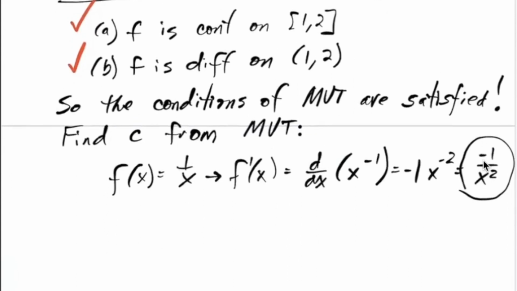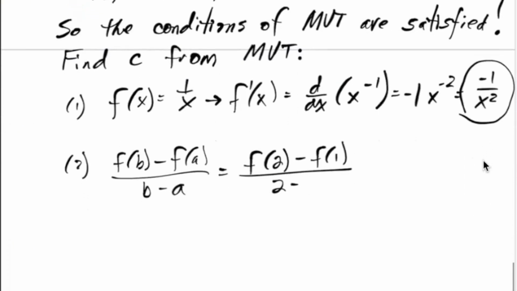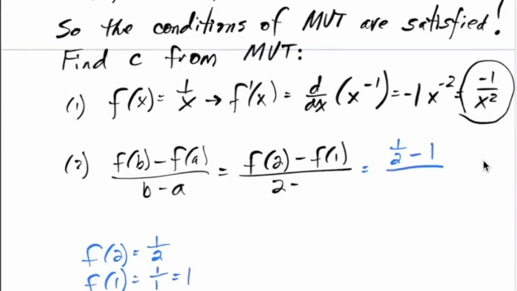And we also then, second, need to find f of b minus f of a over b minus a. Okay, that's the right side of the result in the mean value theorem. So I've got f of 2 minus f of 1 over 2 minus 1. Well, what is f of 2? f of 2 is 1 over 2. F of 1 is 1 over 1, which is 1.